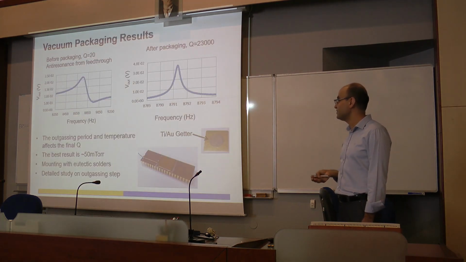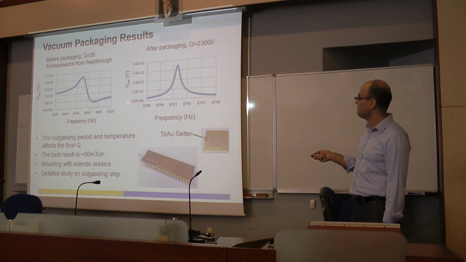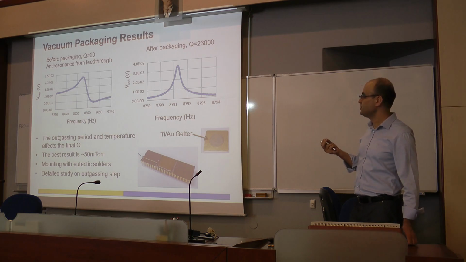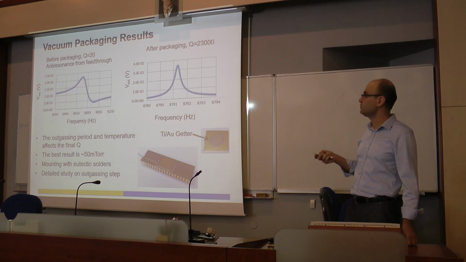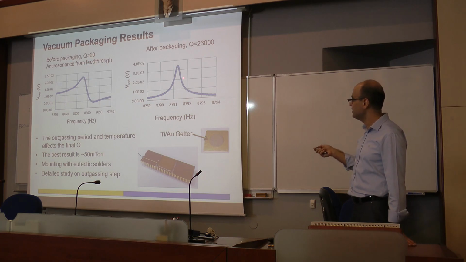So the results, if I jump into the results, before and after. When I package this, quality factor is a measure of how much loss you have on your device. If it's a small number, you have a lot of losses. My quality factor of 20 went to 23,000, and I ended up with this nice curve. In other words, the vacuum packaging was successful.